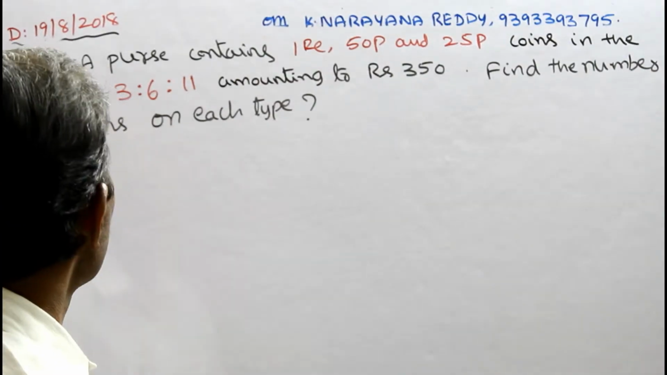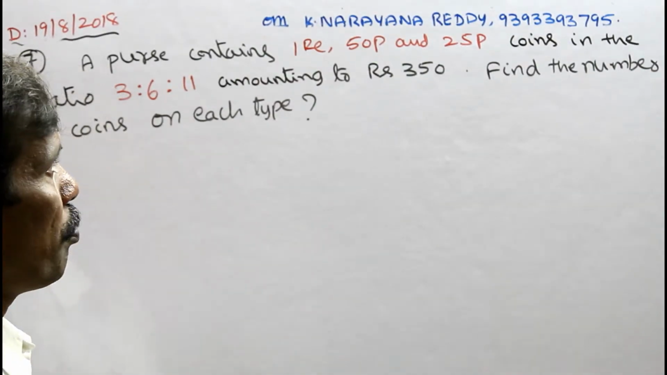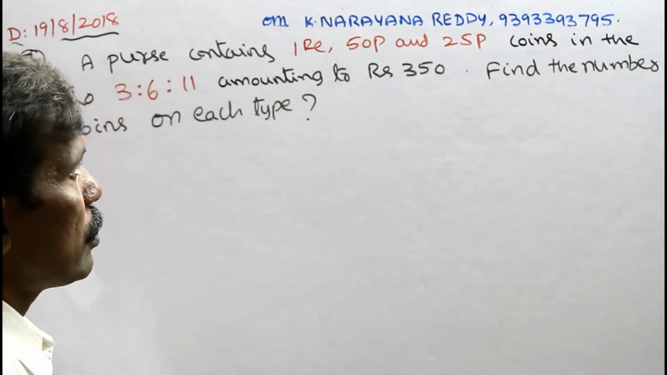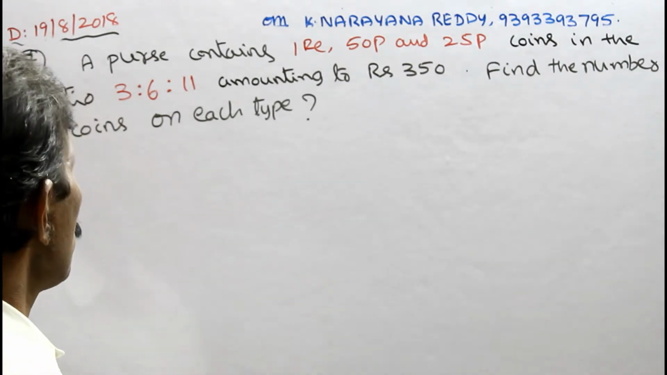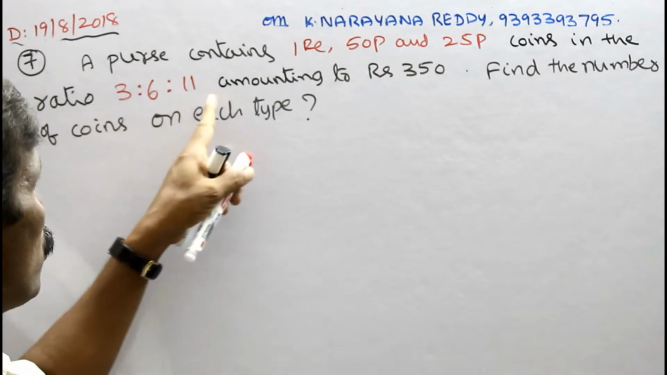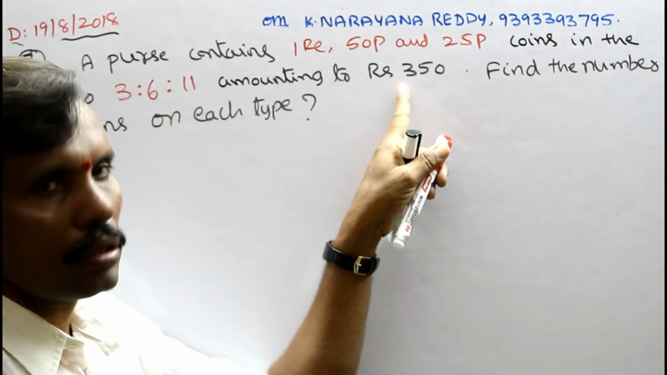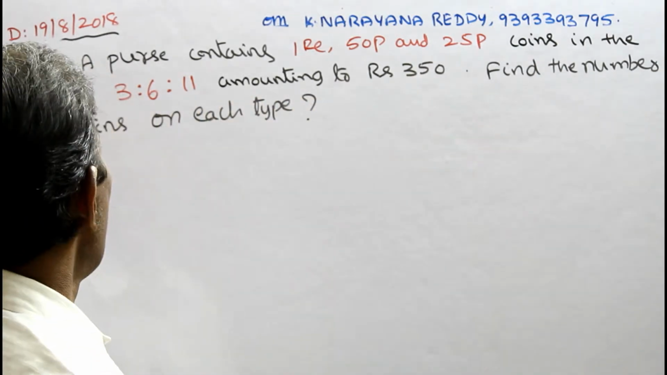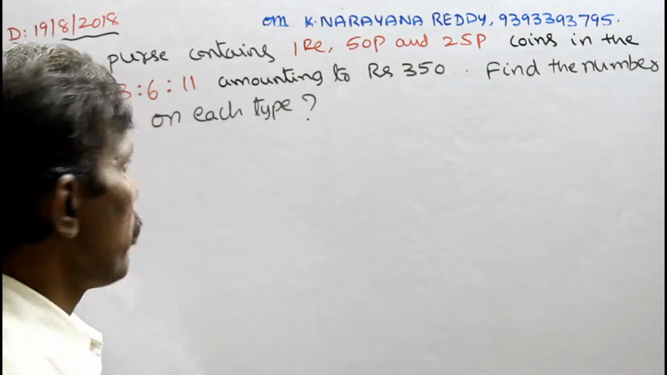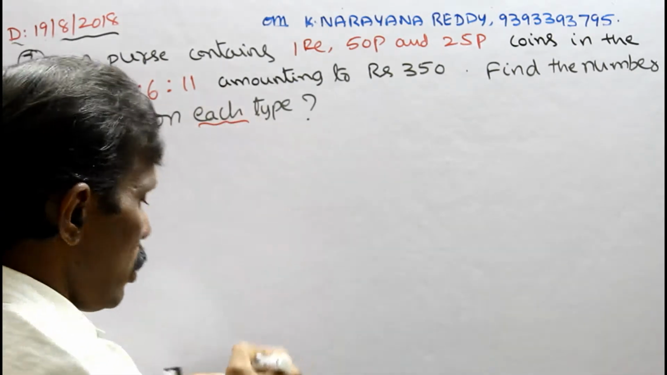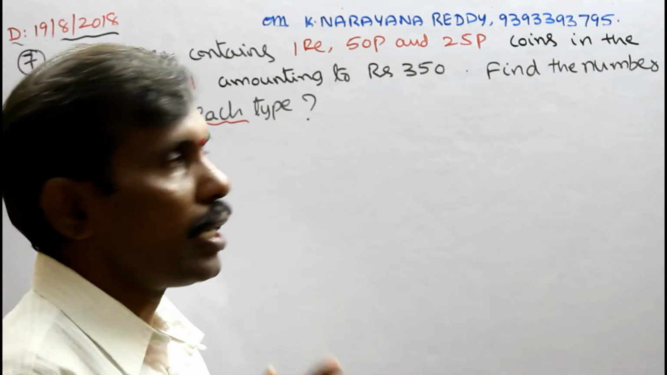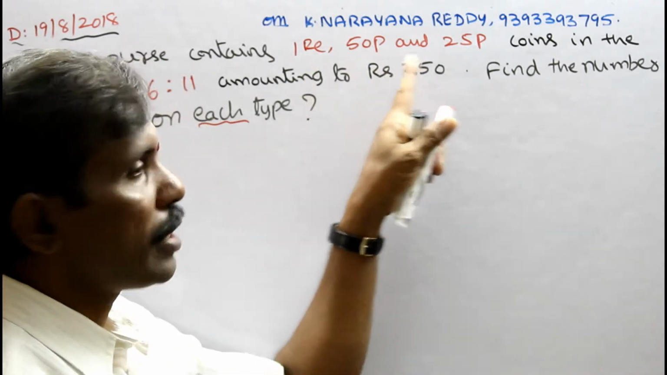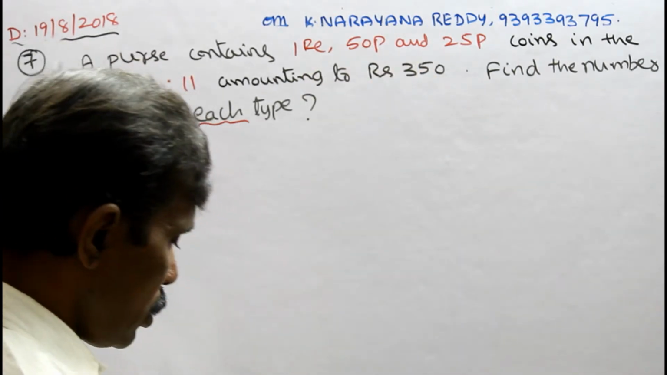Next problem. A purse contains 1 rupee, 50 paise and 25 paise coins in the ratio 3:6:11, amounting to 350 rupees. Find the number of coins of each type. So you have to find the number of coins individually. That means 1 rupee, 50 paise and 25 paise. Okay. Simple.